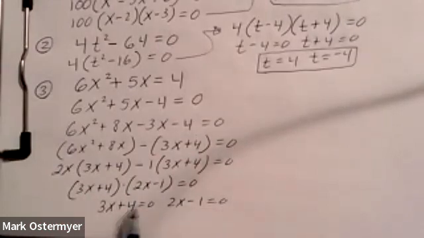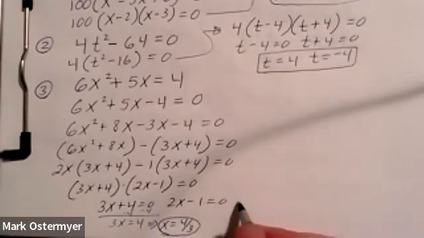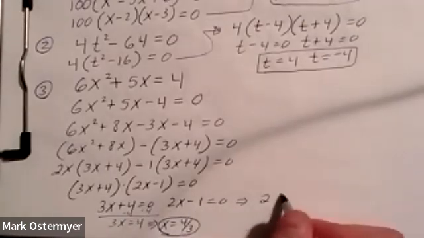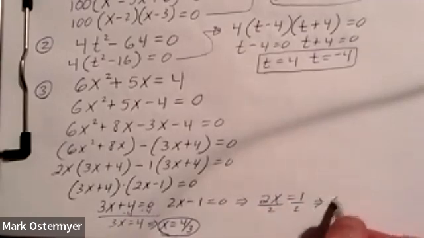Solving this equation for x, we subtract 4 from both sides, and then we divide both sides by 3. And we get x is equal to 4/3. That's one solution. Setting this other factor equal to 0, solving for x, we add 1 to both sides. We get 2x equals 1. Divide both sides by 2, and another solution would be 1/2.